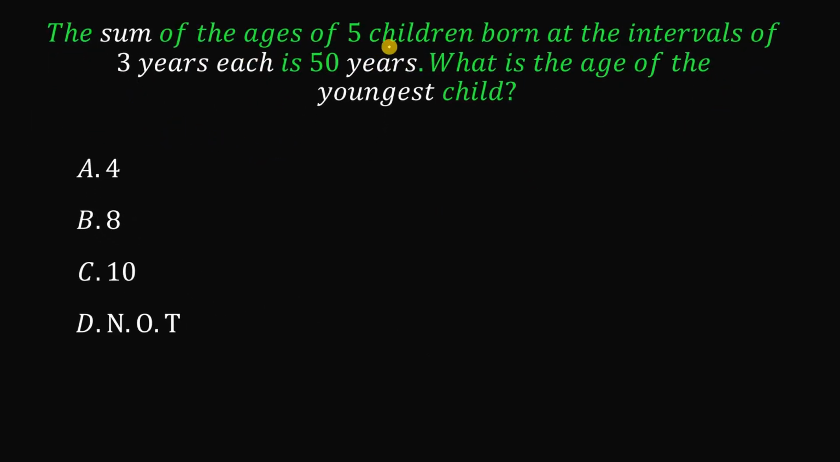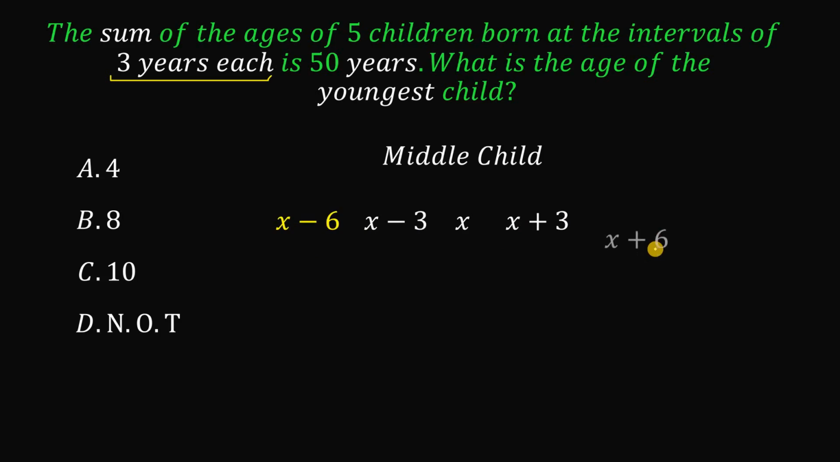So now, the sum of the ages of 5 children born at the intervals of 3 years is 50 years. Now, we want here the age of the middle child. Let X be the age of the middle child. Since the 5 children were born at intervals of 3 years, the ages of his siblings must be equal to X plus 3, X minus 3, X minus 6, and X plus 6. So we have here 3 years in interval. Now we want X plus 6 because this is the age of the youngest child.